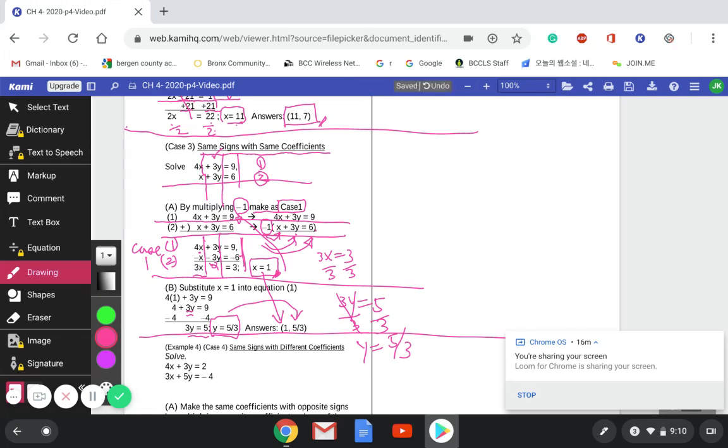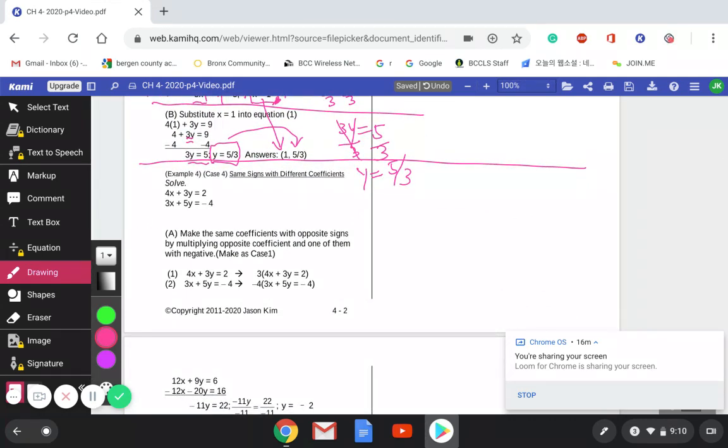Again, whatever the case you have, your goal is converting them to case 1, so you can solve them very easily by column addition. That's why we call this one the addition method. Now look at the last case, case 4. You have a different sign with a different coefficient. Oops, how do you make this one into case 1, which is opposite sign with the same coefficient, so you can add it up to 0?